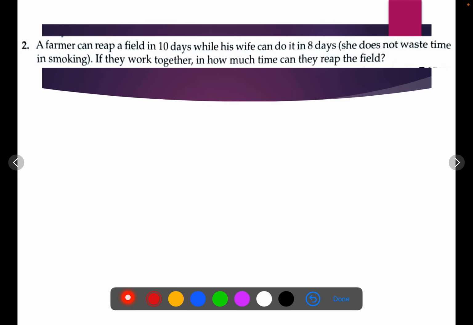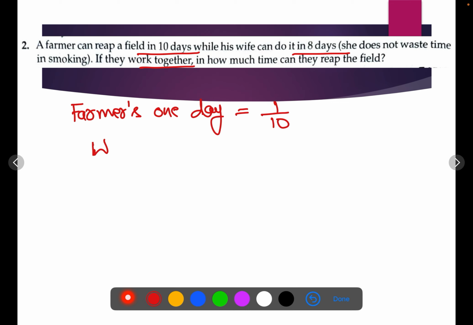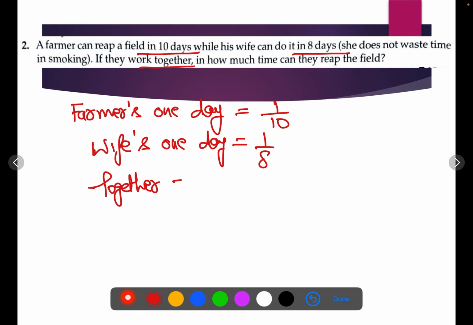Next question. A farmer can reap a field in 10 days while his wife can do in 8 days. So farmer can complete in 10 days, wife can complete in 8 days. If they work together, how much time will they take to reap the field? So what would be farmer's 1 day work? Farmer's 1 day work 1 upon 10. His wife's 1 day work will be 1 upon 8. So together, how much time will they take?